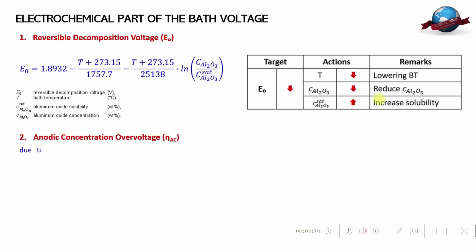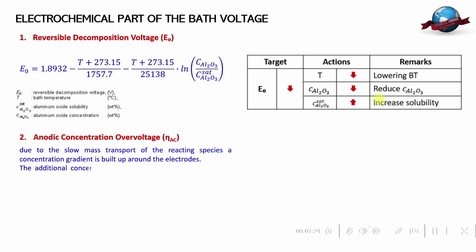2. Anodic concentration overvoltage, eta AC. Due to the slow mass transport of the reacting species, a concentration gradient is built up around the electrodes. The additional concentration overvoltage is necessary to make the electroactive species migrate against this concentration gradient.